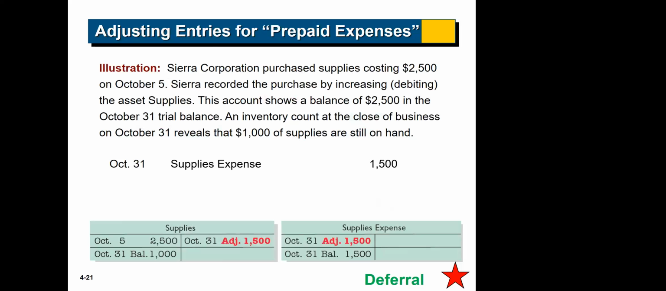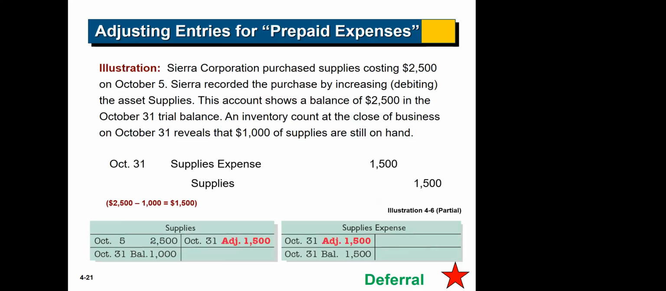So here's an example. They tell you the balance was $2,500 on October 31st before your adjusting entries. When you do the actual count, there's only $1,000 on the shelf, $1,000 worth. So 2,500 minus 1,000 means you've used $1,500 worth of supplies. That's what we're after, what you've used. So the adjusting entry for supplies is debit supplies expense and credit supplies. Supplies expense is the actual used up supply, and supplies just by itself is the asset.